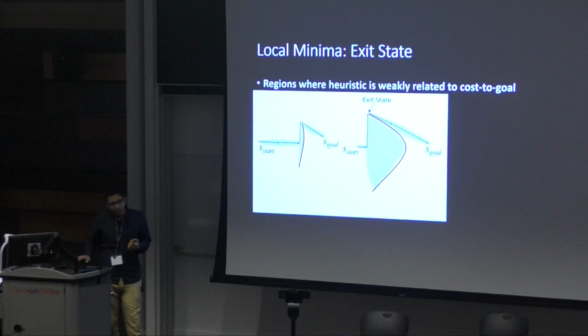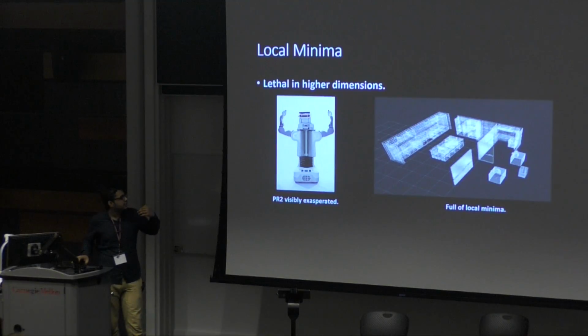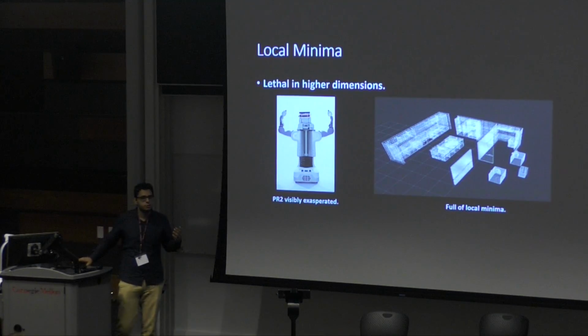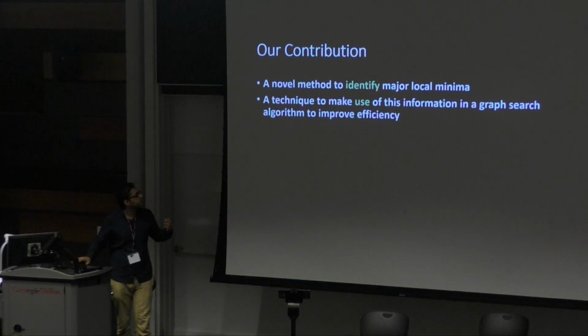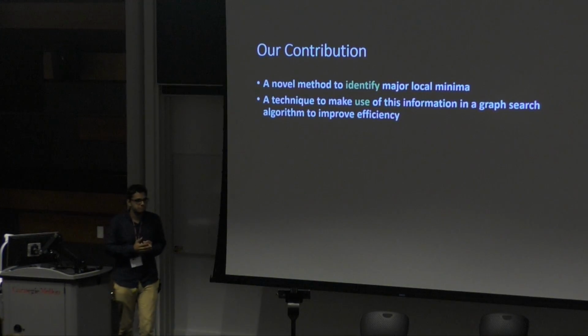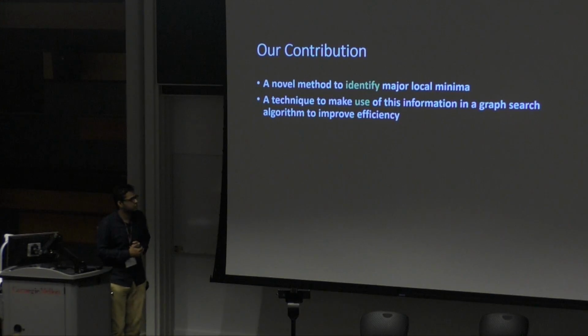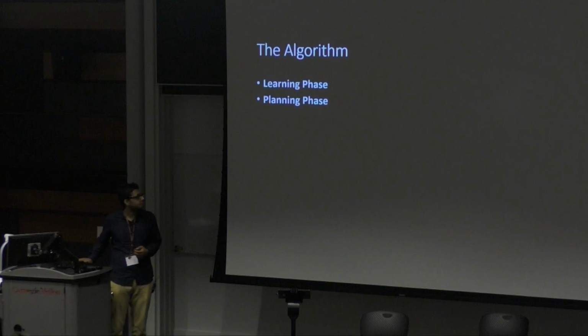What we claim is that, especially in high-dimensional spaces, when you are doing manipulation, there are lots of these local minima. If you can identify these local minima beforehand and learn how to avoid them, you can speed up the search. So our first contribution is a method to identify these local minima given an environment. Second, we propose a technique which makes use of this information to speed up any heuristic search algorithm.